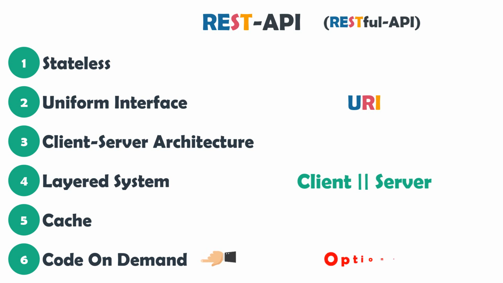Code on demand: this is optional and does not always have to be present. This means that the server sends a snippet of code, which the client then executes. For example, the code can be sent as JavaScript within an HTML response. These 6 requirements must be met for an API to be called a REST API. I mean only the first 5. The 6th requirement, as mentioned, is optional.